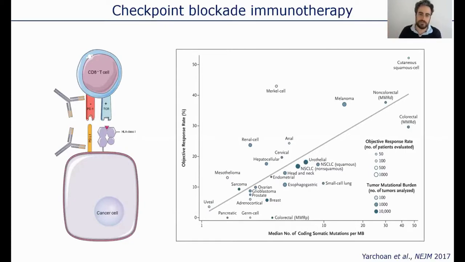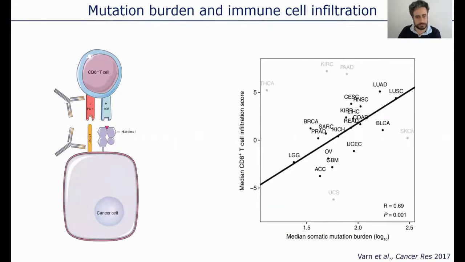The elevated number of mutations then translates to an increased likelihood that T cells will be able to identify and eliminate tumor cells. Accordingly, what you also see is that tumors with more mutations are generally more densely infiltrated by T cells, and in particular by CD8 positive T cells.